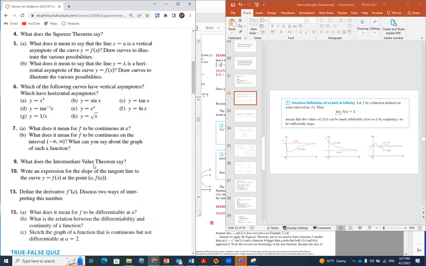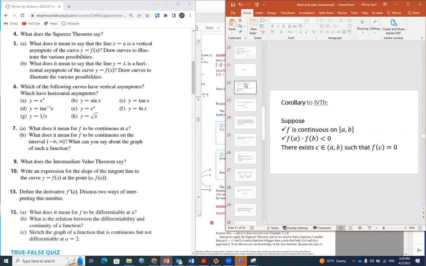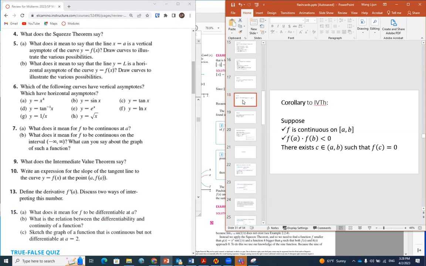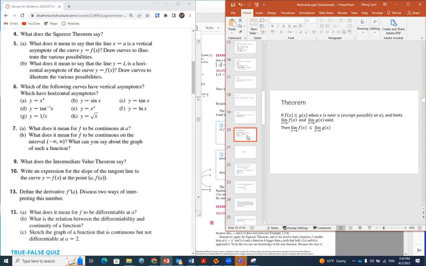What does it mean to say that the line x equals a is a vertical asymptote of the curve? Draw a curve to illustrate the various possibilities. What does it mean to say that the line y equals L is a horizontal asymptote of the curve y equals f of x? Draw a curve to illustrate the various possibilities. The first question will be related to vertical asymptote. So you want to put these vertical asymptote and horizontal asymptote cards together. I highly recommend that.